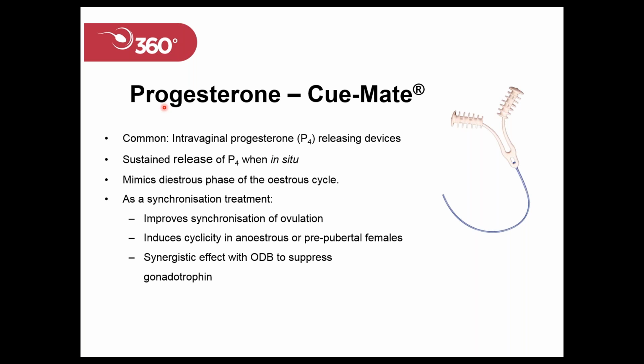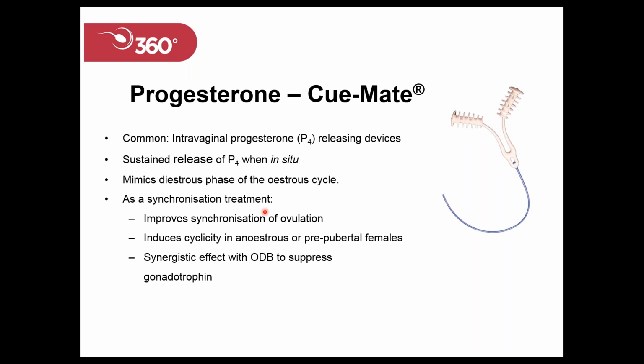The other product that's commonly used in synchronization programs is progesterone. Now, progesterone is often utilized as an intravaginal progesterone releasing device, such as the Q-mate. The purpose of the Q-mate device or progesterone devices is that it provides a sustained release of progesterone when in situ in the cow. This is so that it mimics the diestrus phase of the estrus cycle, the diestrus phase also known as the luteal phase.